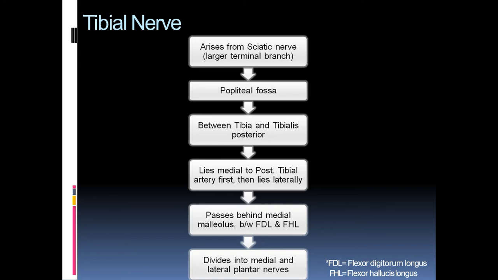Then it comes into popliteal fossa, goes between tibia and tibialis posterior, lies medial to posterior tibial artery first, then lies laterally to it, passes behind medial malleolus between flexor digitorum longus and flexor hallucis longus, then divides into medial and lateral plantar nerves.